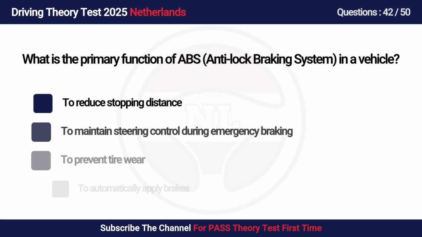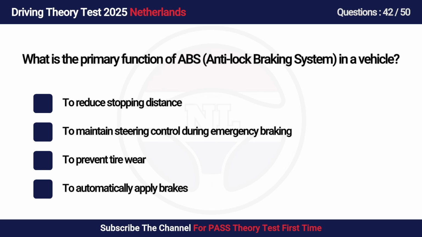Question 42. What is the primary function of the ABS braking system in a vehicle? A. To reduce stopping distance. B. To maintain steering control during emergency braking. C. To prevent tire wear. D. To automatically apply brakes.